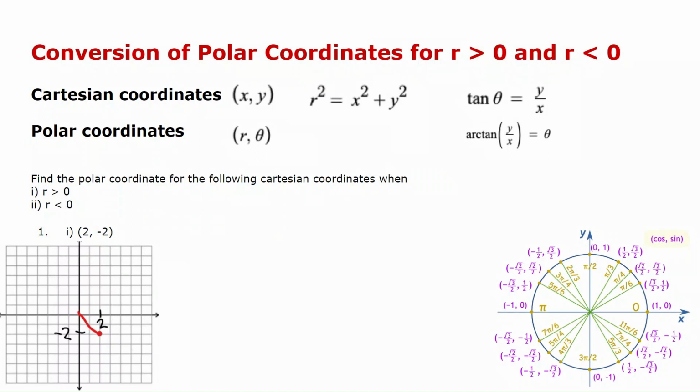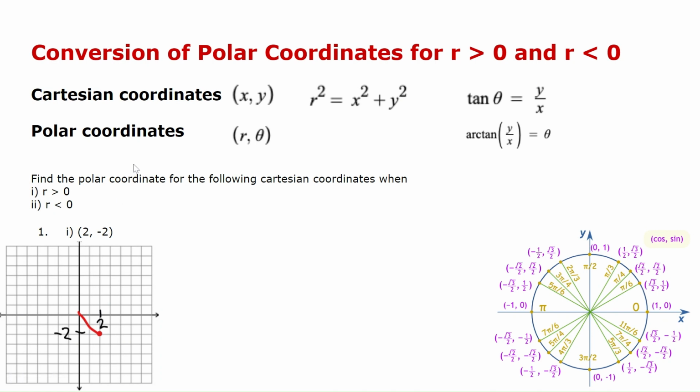Hi, I just wanted to come on here really quickly and explain the conversion of polar coordinates when you're looking for a positive and negative radius. To start off, I think it's always important to visualize what you're actually looking for. Here, if you have the point (2, -2), you're either going to have to find the angle going in the positive direction here or this angle right here.